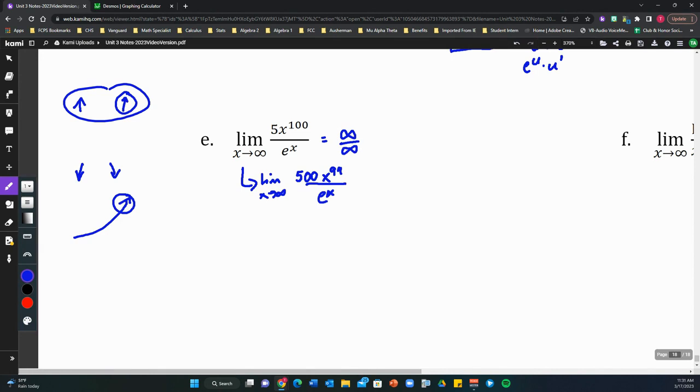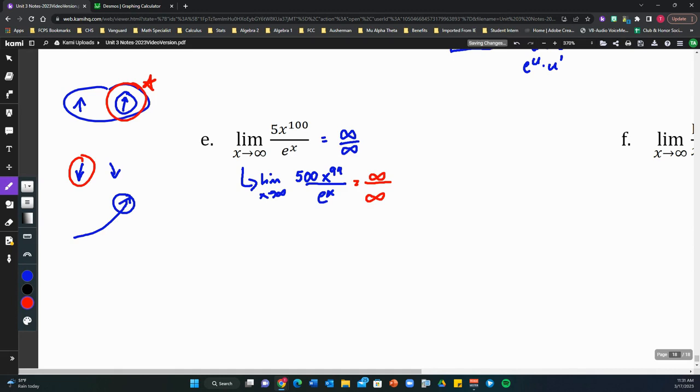Now when I do it again, this becomes a 99th degree polynomial. Odd degrees means we do one of each. In this case, because the leading coefficient is positive, the right side would be going up and the left side would be going down. But I'm really only concerned with the right side, so this is still positive infinity, and e to the x will always be going to infinity.